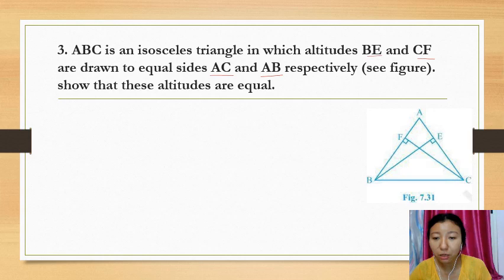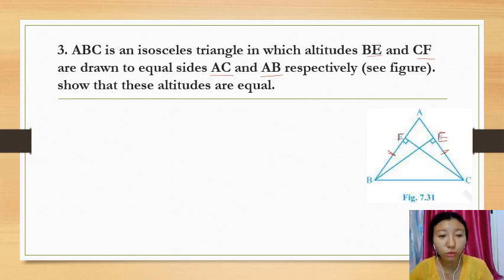Here you can see altitude CF is drawn to AB, and BE is drawn to AC. So this is BE, this is F. BE falls on AC and CF falls on AB. This is an isosceles triangle, it is already given in the question.